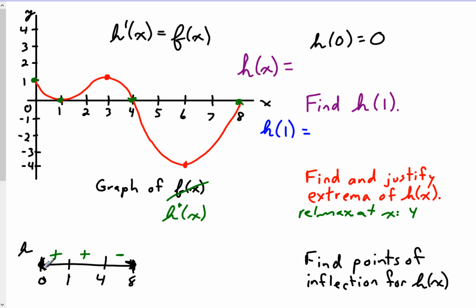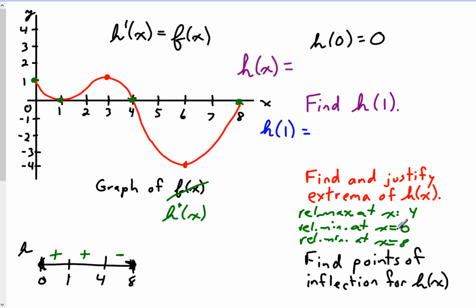In terms of our endpoints, 0 is the left endpoint, and to the right, h prime is positive, meaning h is increasing. So we have a relative minimum at x equals 0. At x equals 8, that's the right endpoint, and to the left, h prime is negative, meaning h is decreasing. So we have another relative minimum at x equals 8.